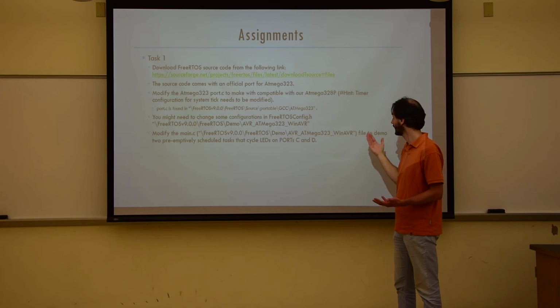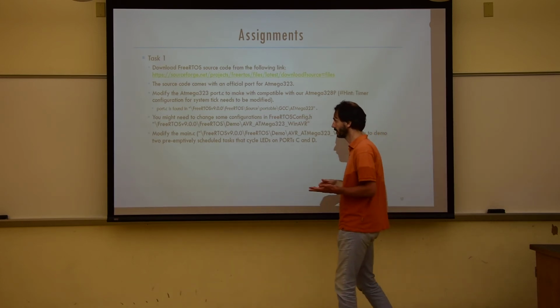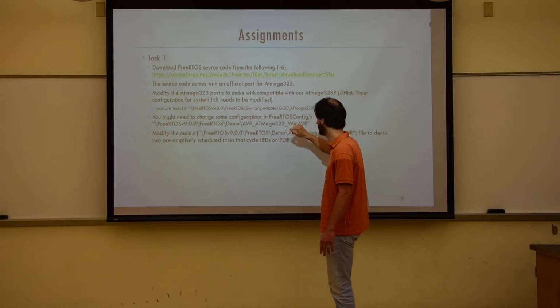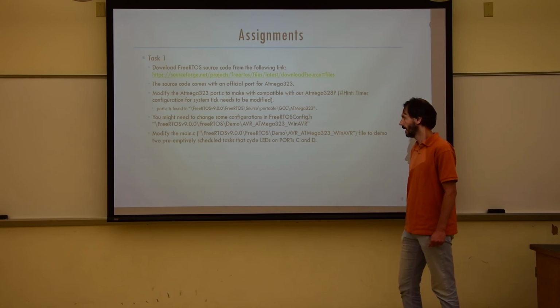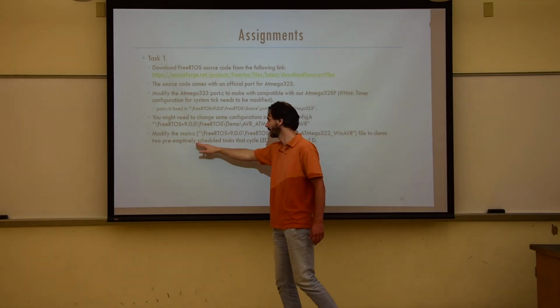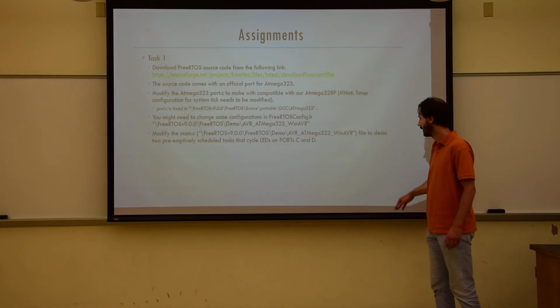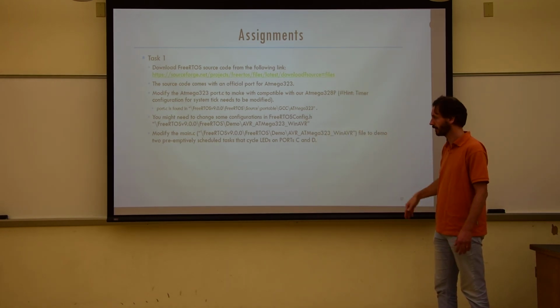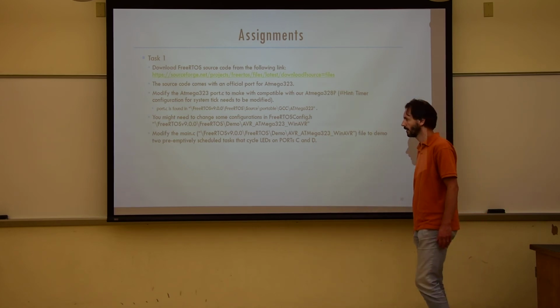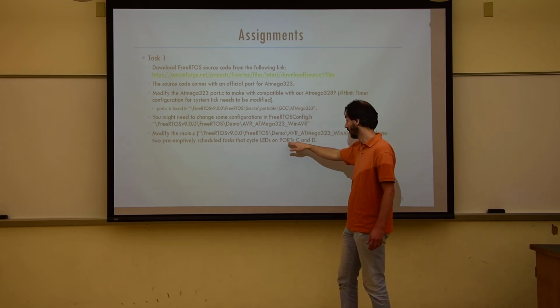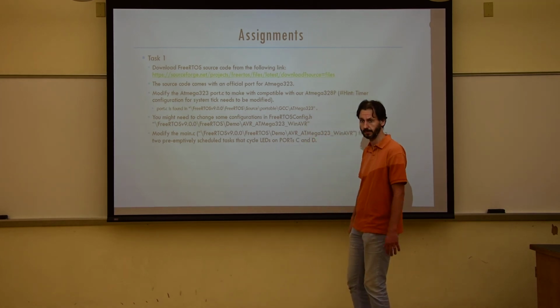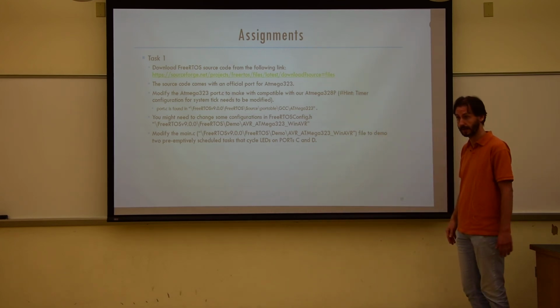So how do you modify it? One hint here: the timer configuration for the system tick needs to be modified. You may also need to change some configurations in the configuration header file. You need to look that through and find out. And then modify the main code, because you want to demo, that's the assignment, to create two preemptively scheduled tasks that cycle LEDs on port C and D. Something super simple like that, just to demonstrate how it works.